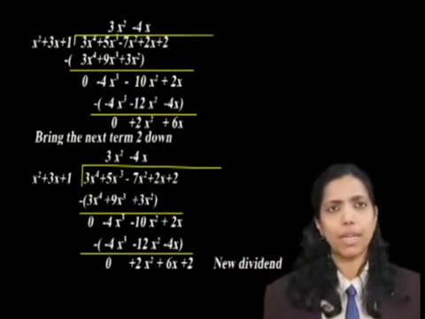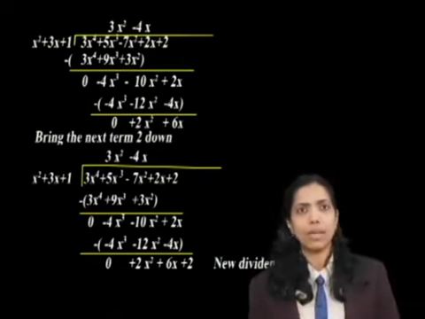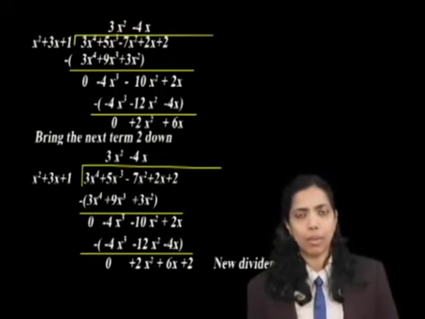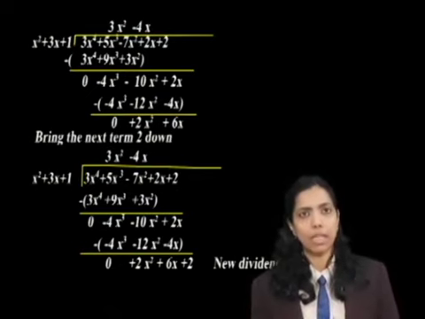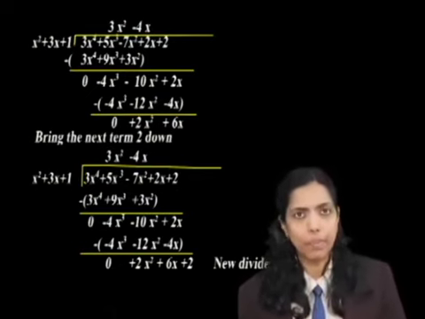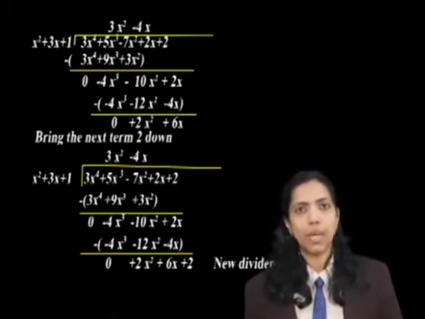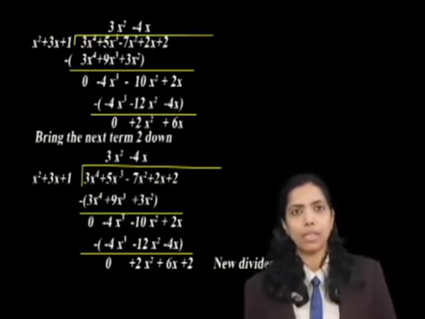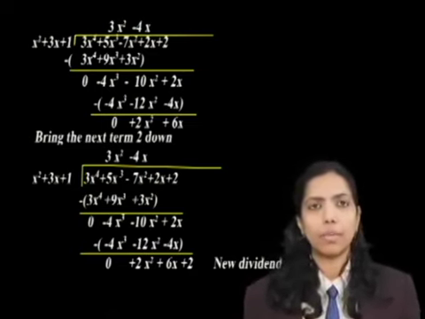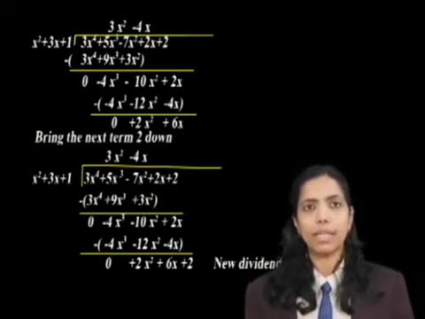If you are doing the subtraction, minus 4x to the power 3 and then below it minus of minus 4x to the power 3, of course that answer is 0. The first term is 0. And minus 10x square minus 12x square: minus into minus will turn as plus 12x square. So what is the answer? 12x square minus 10x square, we are getting 2x square. And the last one, 2x minus 4x, that means 2x plus 4x, the answer is 6x. We got 2x square plus 6x. The next step means we have to bring down the term 2. So we are getting the new dividend as 2x square plus 6x plus 2.